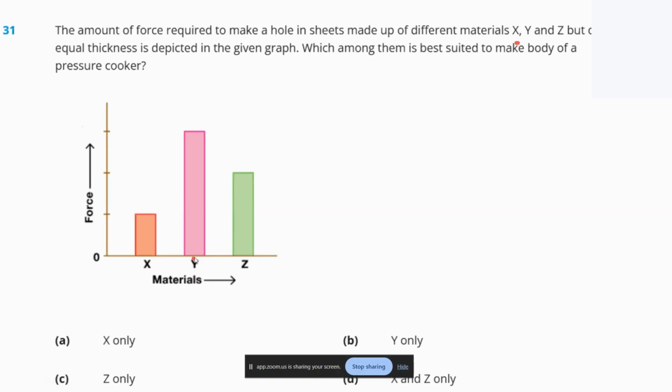So option number Y is going to be our answer. That is Y only, which is option number B is going to be our answer. Okay, which will be used to make the body of the pressure cooker.